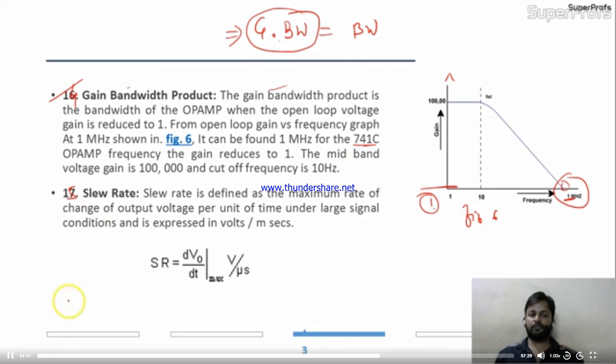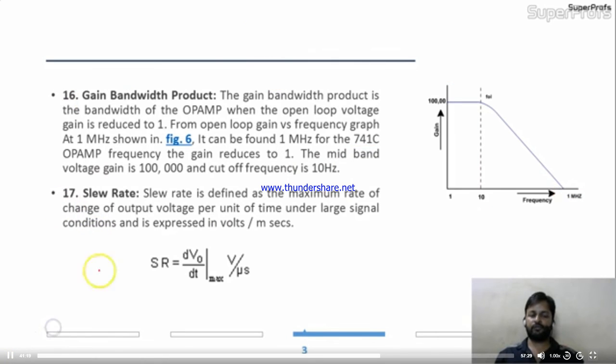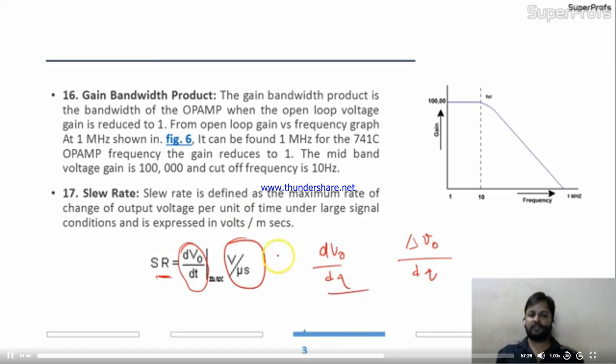Okay. Slew rate. This one is very important. The slew rate is defined as the maximum rate of change of output voltage per unit of time under large signal conditions, and it is expressed in volts per microsecond. It means the change in output with respect to time. Slew rate is given by the change in the output, dV0 by dt, and measured in volts per microsecond. So we are considering the change in output, how the output is changing.